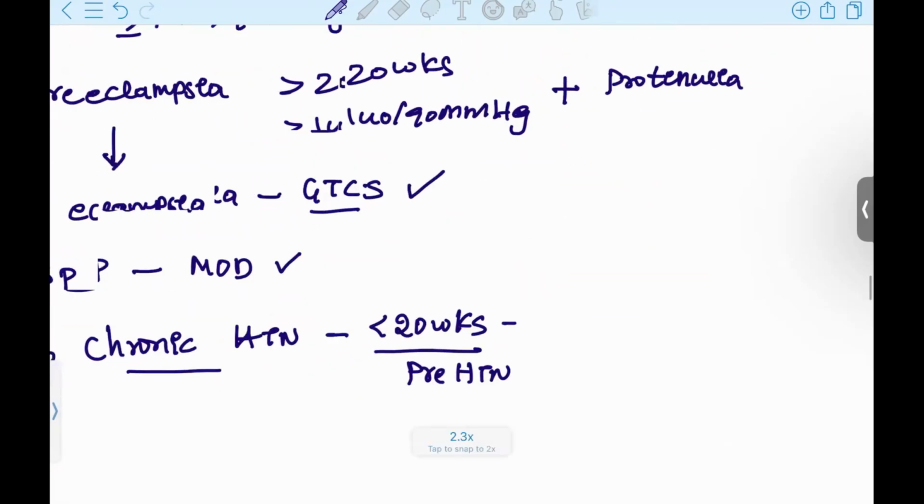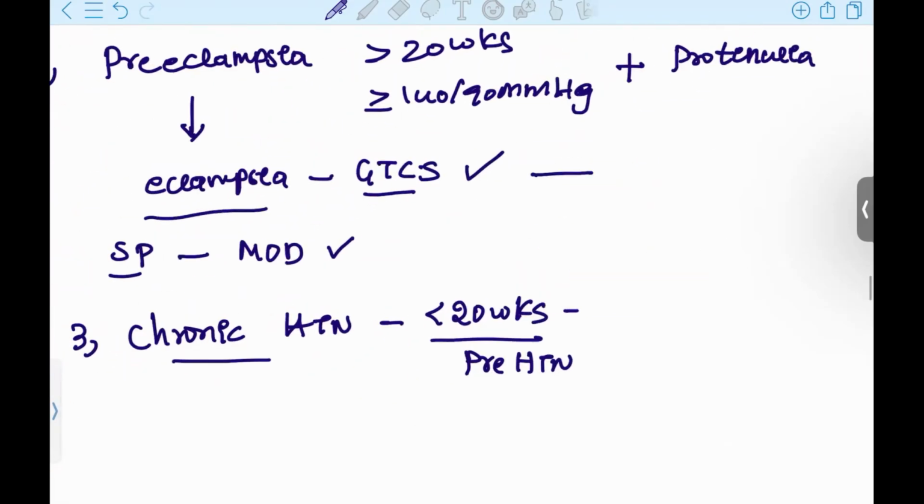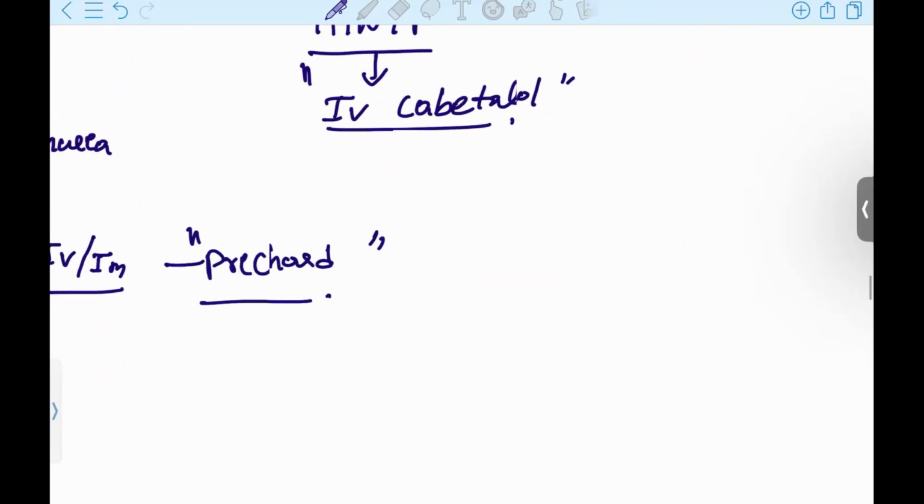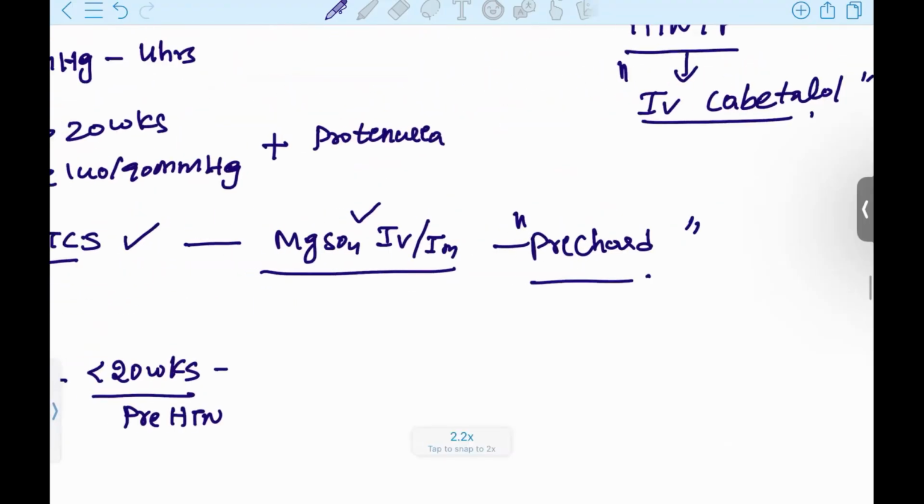If the mother is having eclampsia, then what can be chosen? MgSO4. This drug is given IV and also IM, both are given, and this regimen is known as the Pritchard regimen. This Pritchard regimen of MgSO4 is given immediately to the mother, and not only for controlling the seizure, this can be given for prevention also.